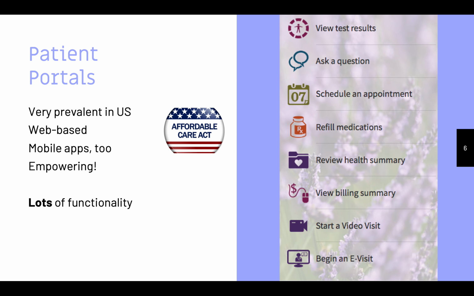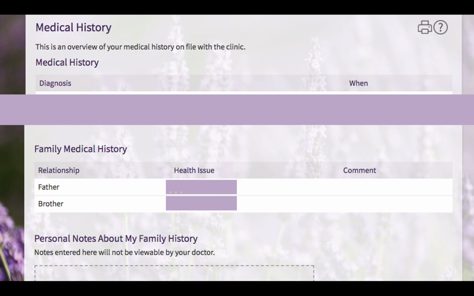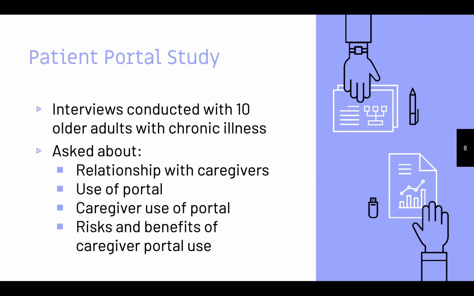You can get into these things. You can view test results, schedule appointments, refill prescriptions, look at your visit summaries, look at your billing summaries, and do all sorts of other things. So the full medical history with that clinic is available online. So you can see things like all the diagnoses that you've had and when they were diagnosed. And it's not just your own information on your patient portal, also your family medical history can be on there. So it's a lot of private information.